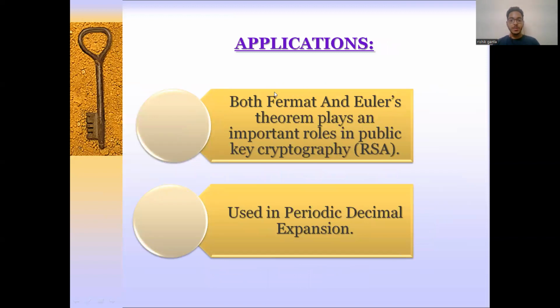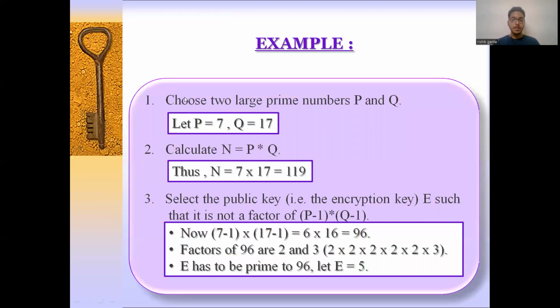Applications. Both Fermat's and Euler's theorem play an important role in public key cryptography. It is also used in periodic decimal expansion. Examples of application: choose two large prime numbers p and q.